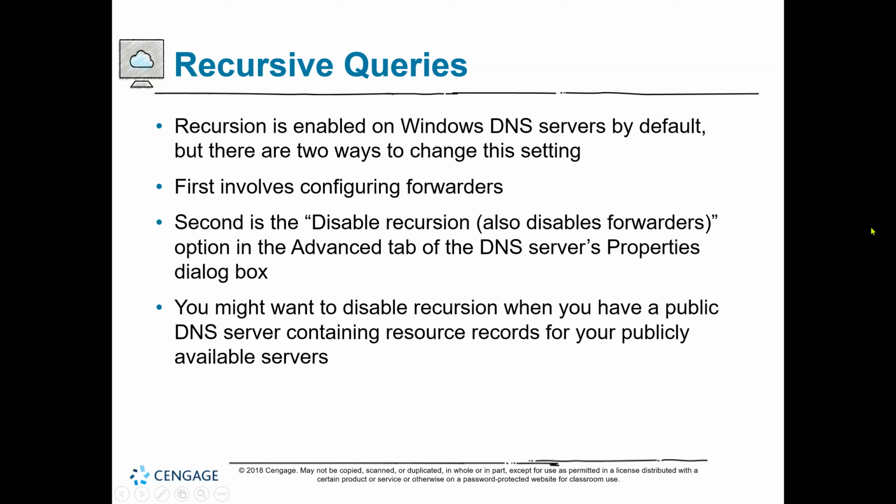Recursive queries. Recursion is enabled on Windows DNS servers by default, but there are two ways to change this setting. First involves configuring forwarders. Second is the disable recursion, also disables forwarders option in the advanced tab of the DNS server's properties dialog box. You might want to disable recursion when you have a public DNS server containing resource records for your publicly available servers.